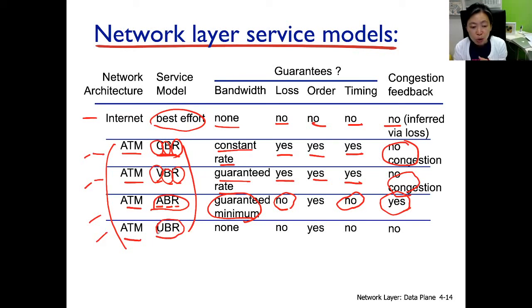And UBR, on the other hand, in ATM, so this is the minimum level of service in ATM. It's called the unspecified bit rate service. So there's no guarantee of bandwidth, no loss. Packets will still be arriving in order. That's special about ATM because it's, after all, still a circuit switch network. And there's no timing guarantee. And in this case, no longer a congestion signal going back to the data source. So you see, again, the network layer service model can be a full spectrum. Just that unfortunately in internet, or fortunately in internet, there's just one model we talk about, the best effort.